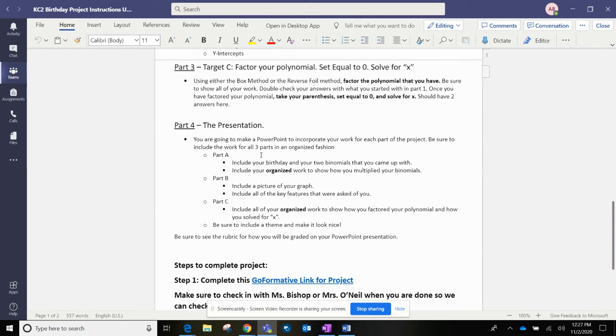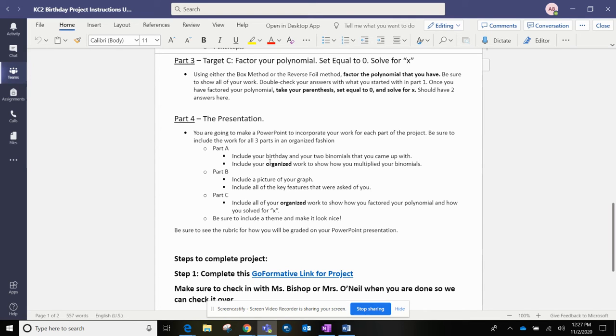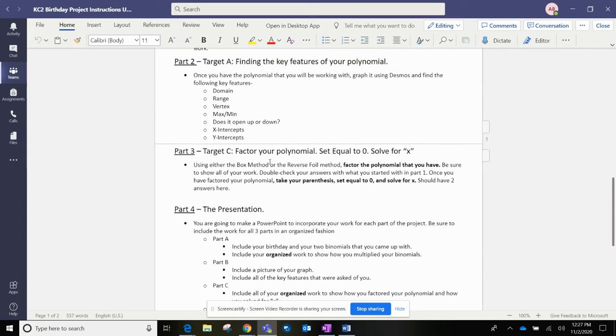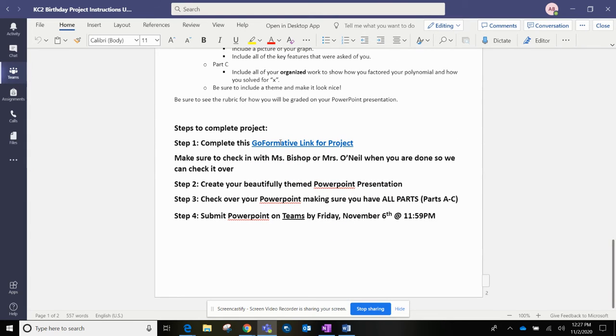And then you're going to put this all together in a PowerPoint presentation. Your PowerPoint needs to look nice. You shouldn't be working on the PowerPoint, though, until your GoFormative is complete. On this, you will find the GoFormative link, so you can just control click on this. You want to make sure that you check in with me or Mrs. O'Neill. We are not going to check it word for word, but we want to make sure that you're on the right track. Your PowerPoint then needs to be made. It needs to look very nice. And then this is due by Friday again.